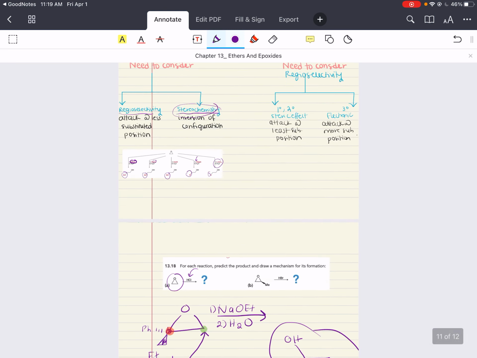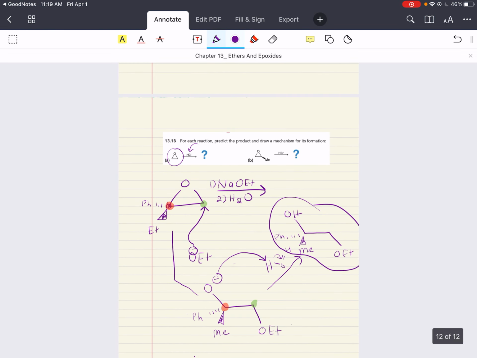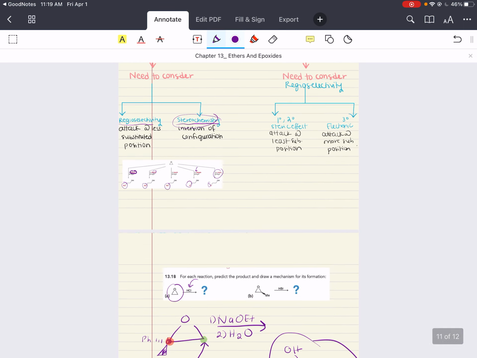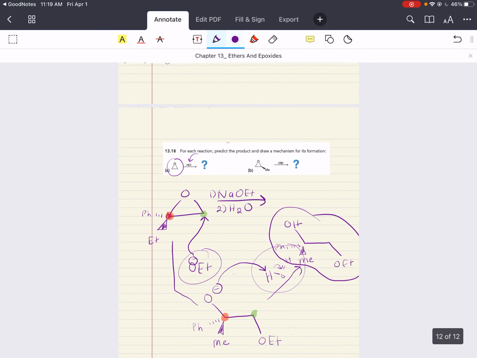So what you notice is for ring opening reactions of epoxides with a strong nucleophile, your first step is going to be nucleophilic attack, then proton transfer. For acid catalyzed, it was the other way around. Proton transfer, then attack. Fantastic.